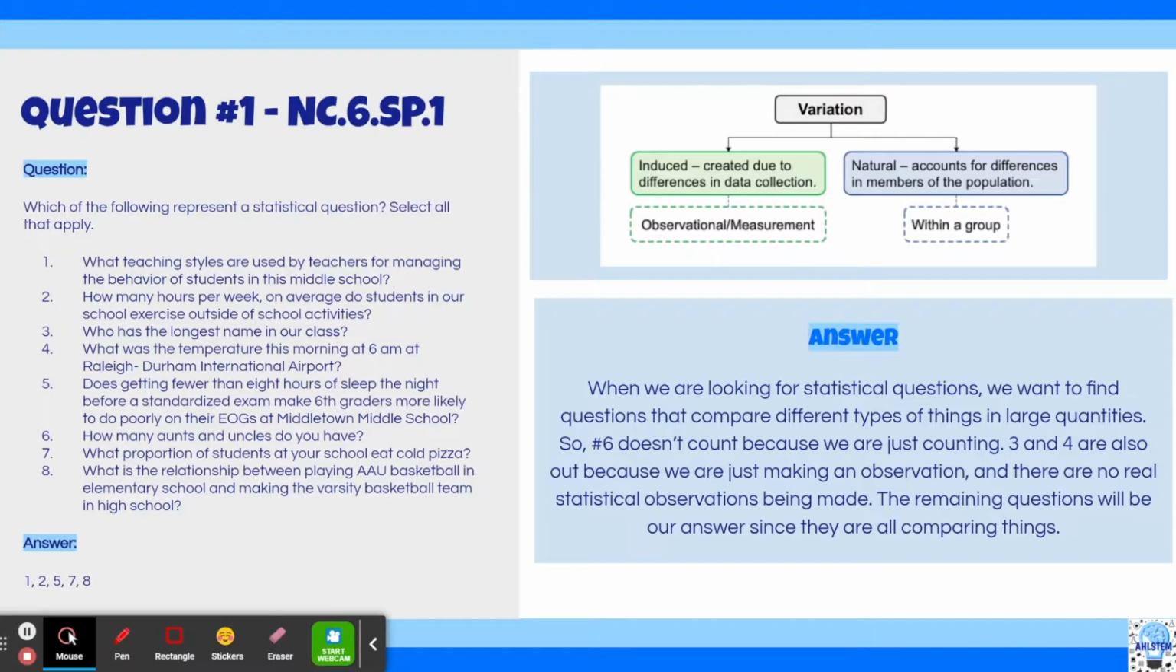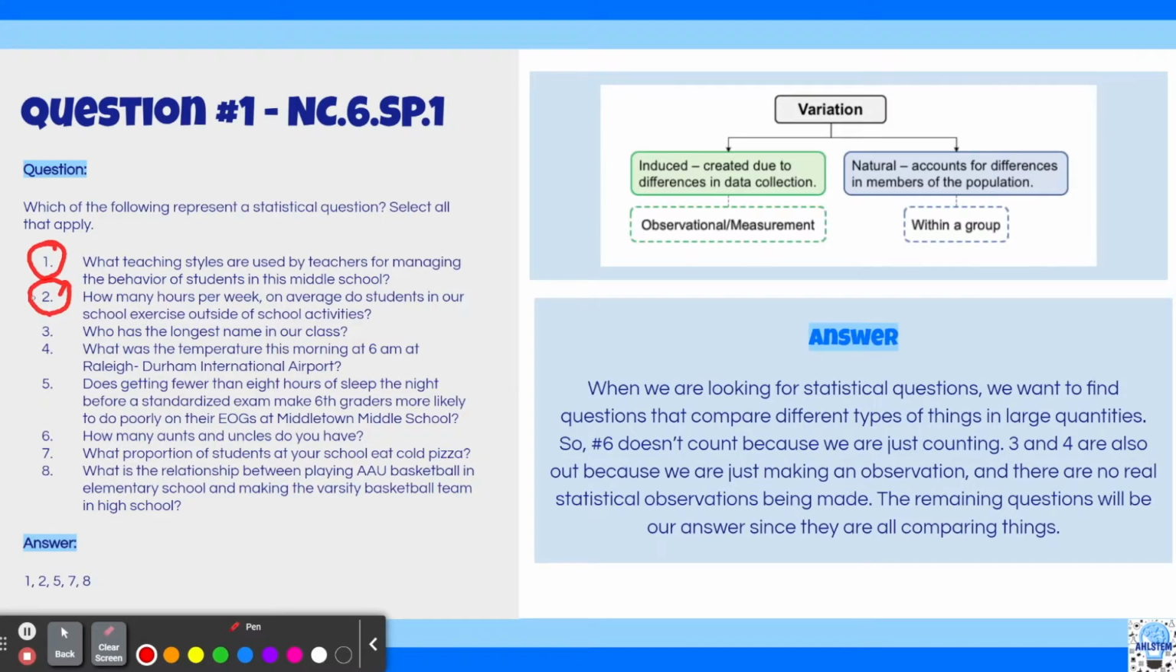Now let's go through why I chose these. A statistical question is a question that collects data that varies. Okay? So 1 is, what teaching styles are used by teachers for managing the behavior of students in this middle school? This is definitely a statistical question because there is the same type of data except it varies. Okay. 2, how many hours per week on average do students in our school exercise outside of school activities? That is also 1 because the numbers can vary.